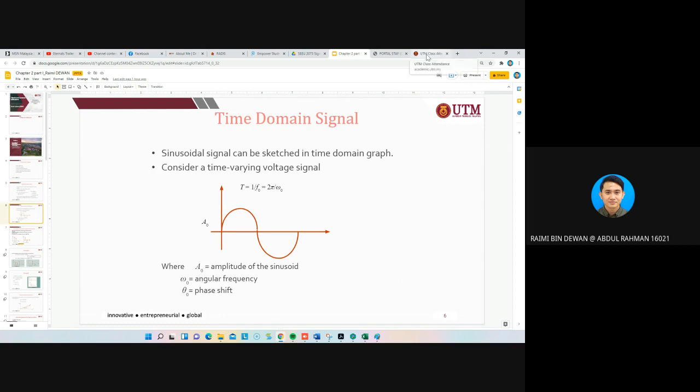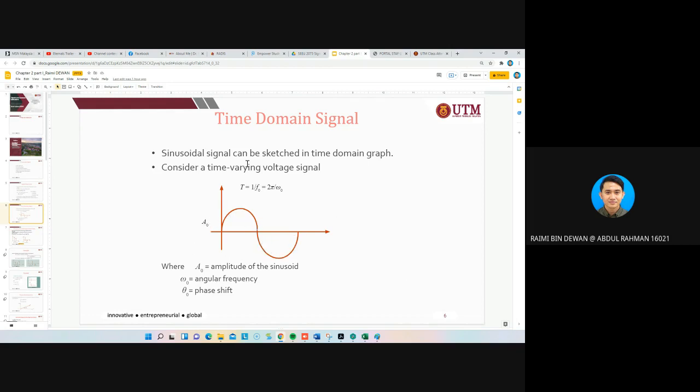Now we go to this time domain signal. A sinusoid signal can be sketched in a time domain graph. Okay, so we consider a time varying voltage signal. Time varying means it differs with time. Okay, so you see T is 1 over f naught, or 2 pi over omega naught. I think this one is pretty straightforward and you guys understand. And A naught, and you have this time domain signal.